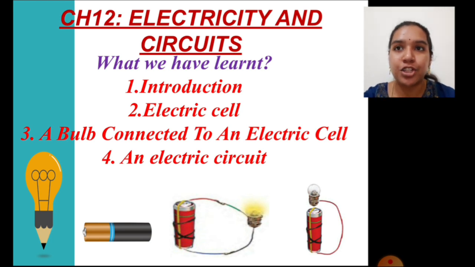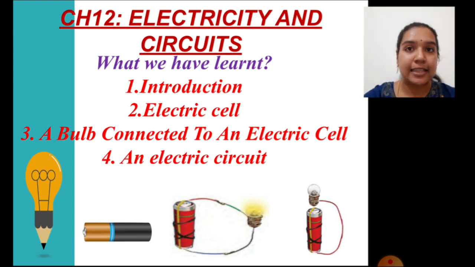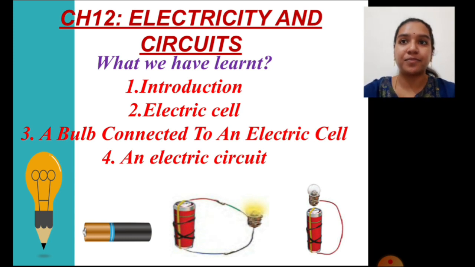In the introduction, we learned the importance and various purposes of electricity. We learned the design and parts of an electric cell and a torch bulb. We learned through an activity how a bulb is connected to an electric cell. And in the previous class, we understood what is an electric circuit and in what position of a circuit the bulb glows.